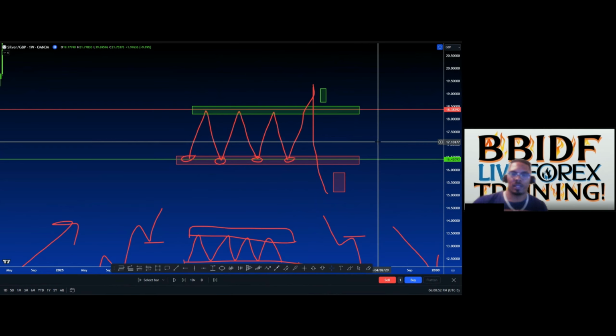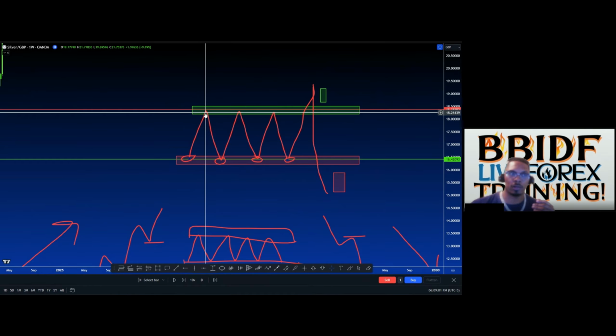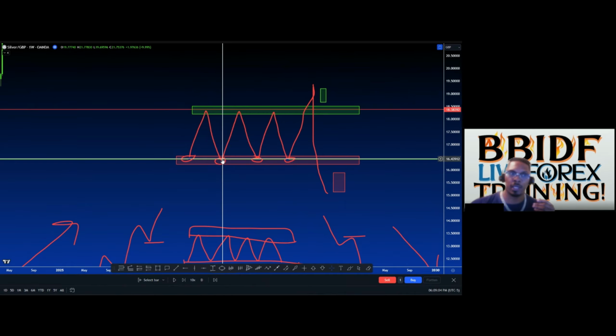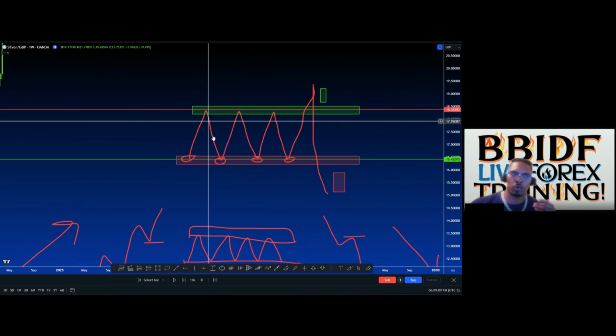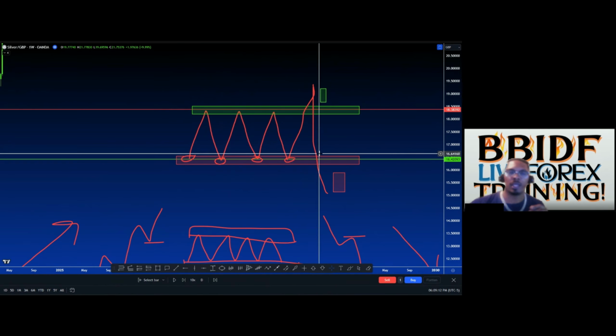Consolidation is indecision in the market. You got buyers and sellers that are not willing to buy higher or buy lower than this price, and you got sellers that are not willing to sell higher than this price. So therefore, it just keeps going between these two zones.